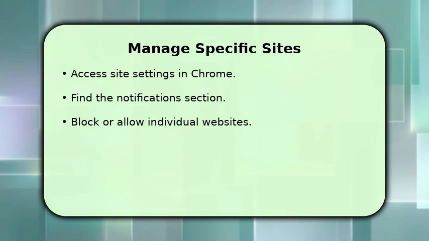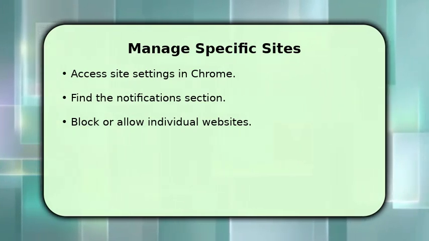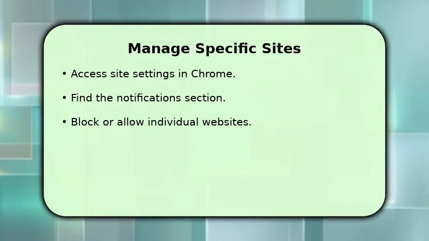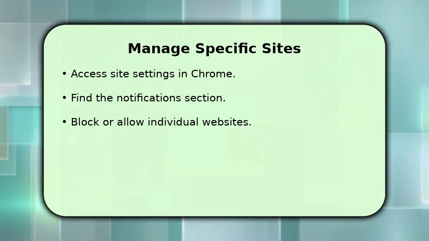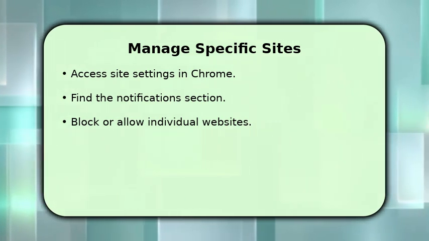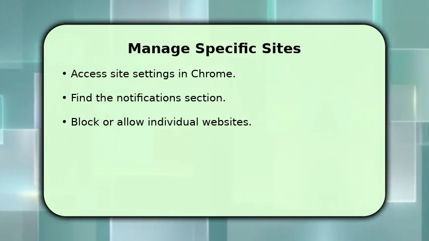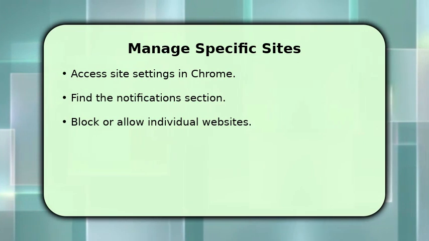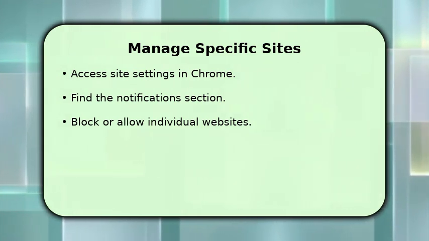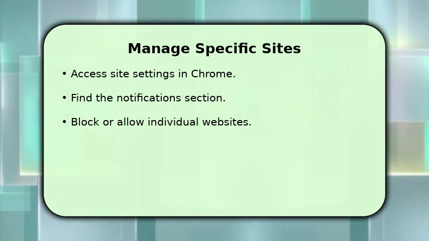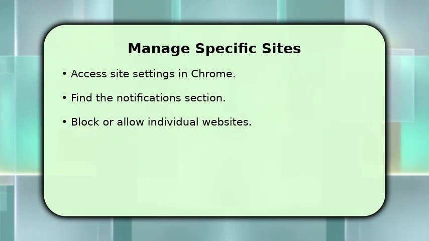If you prefer to manage notifications for individual websites, go back to the Notifications section within Site Settings. Here, you'll see lists of sites that are allowed or blocked. You can easily remove a site from the Allow list or add one to the Block list. This gives you granular control, letting you silence only the most disruptive sources.